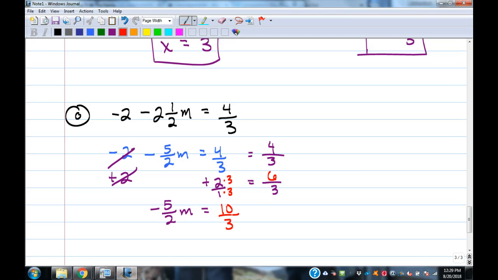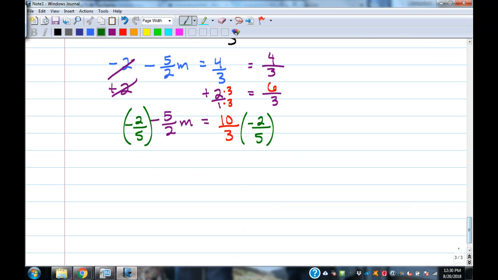Last step. What's the reciprocal? Yeah, -2/5. So we're going to multiply both sides by the reciprocal, -2/5. That side cancels out. There's m. Right-hand side, I got 10 and 5 that can cross cancel. That'd be -4/3.